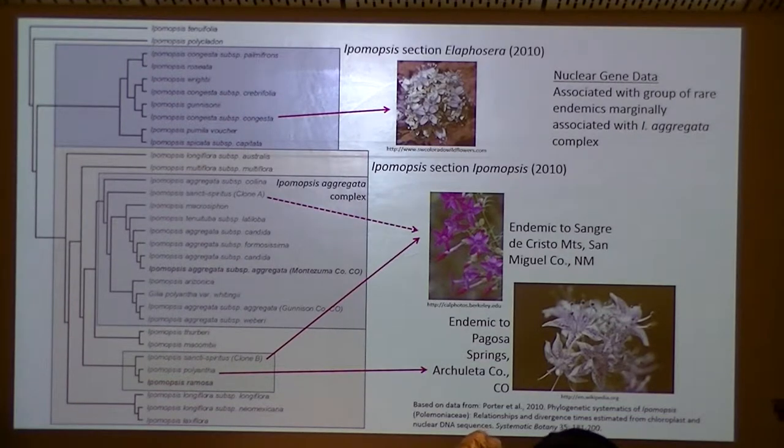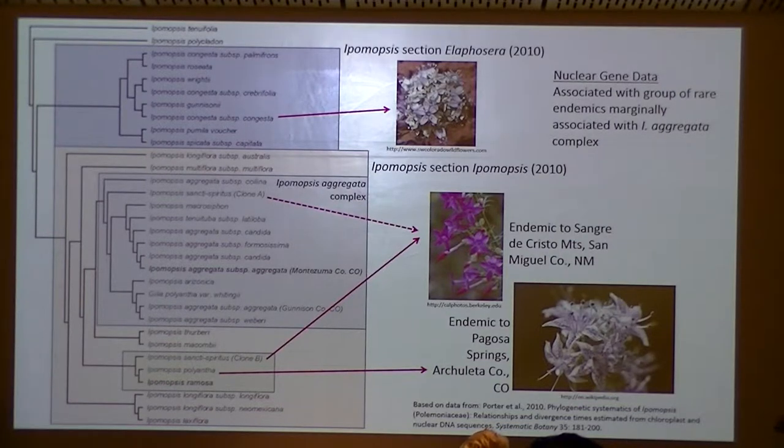And here we have our nuclear gene data, and we examine this because it gives us insight into both the maternal and the paternal lineage. And when we look down here, we see that Ipomopsis ramosa is in the same clade as Ipomopsis polyantha and Ipomopsis sancti-spiritus, which are also narrow endemics found in this region.